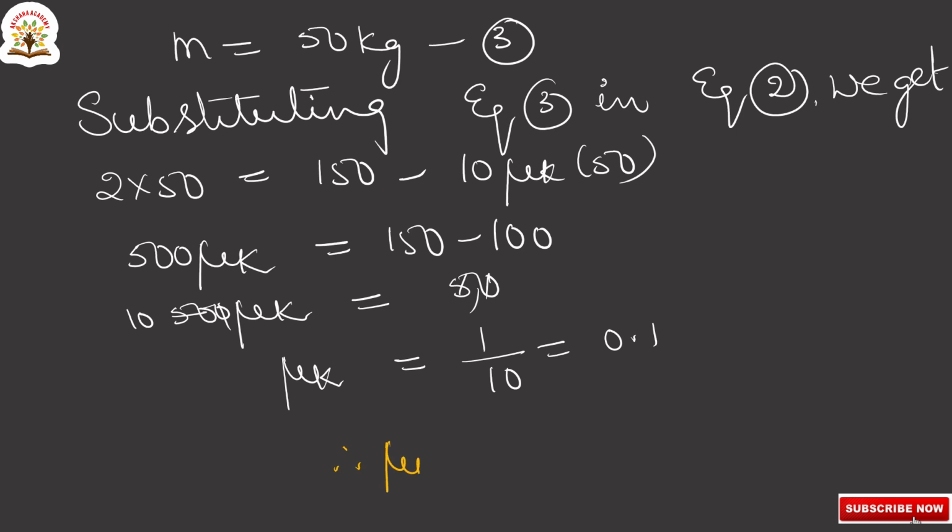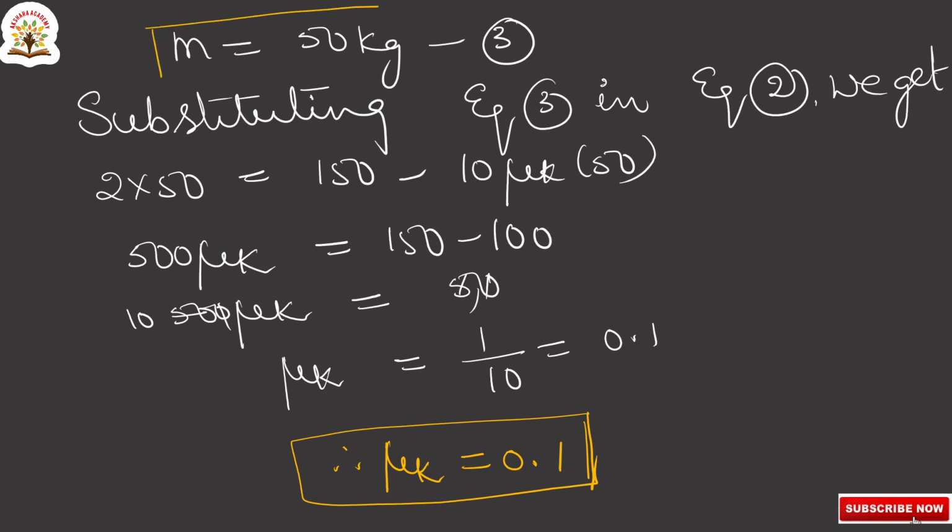Therefore mu k is equal to 0.1. This is the coefficient of kinetic friction, and the mass we are getting is 50 kilogram, and the coefficient of kinetic friction mu k is equal to 0.1. Okay, next we will go to the next question.